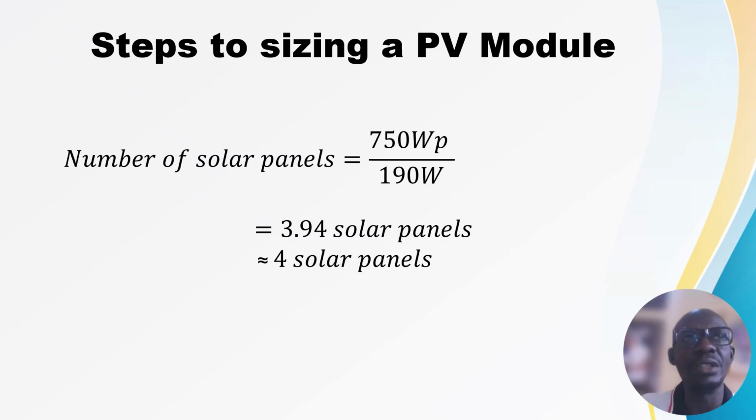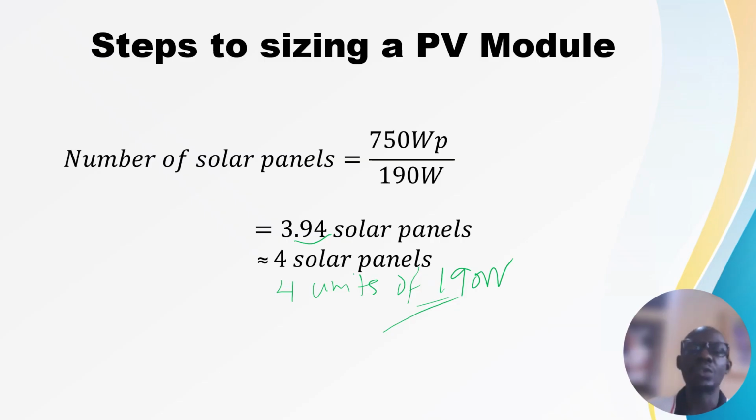Now you determine which panel you want to go for, and how many. So the number of solar panels will be 750 divided by 190. I choose 190, that's the panel I want to use. So 750 divided by 190 will give me 3.94 solar panels. I can't get 3.94 solar panels. The 0.94, I can't get it in the market. So I need to round it up. It means I need 4 units of 190 watts solar panel. That's what I need for my system.